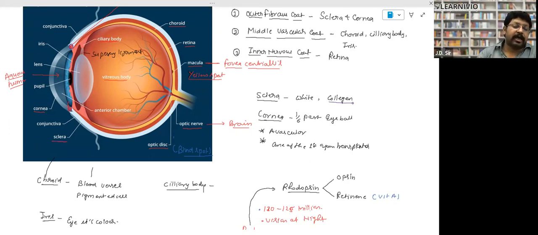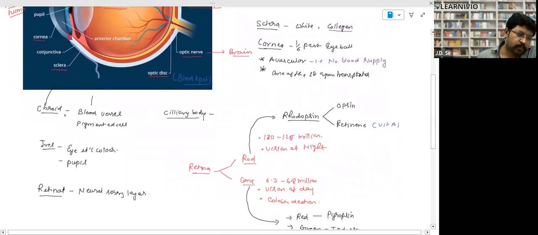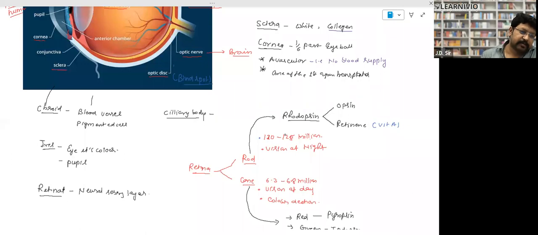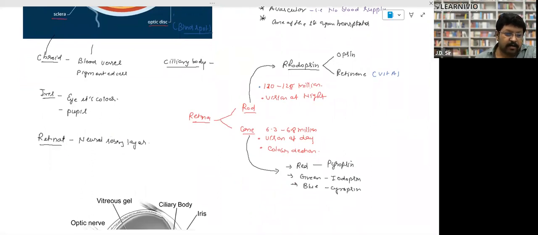Then cornea. Cornea is one-sixth part of the eyeball. I have made a star. Cornea is avascular, that is, no blood supply. So cornea is avascular. Okay. And one of the most transparent parts of the eye. In the choroid, blood vessels and pigment cells are found. Iris gives eyes color, right? Retina, it is the neural sensory layer. Retinal layer, that is a neural sensory layer, right?